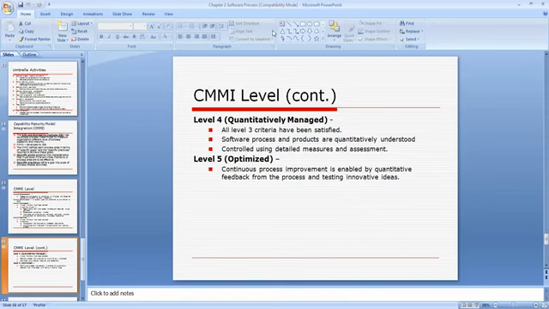Level 4 is also called, just a minute sir, please note the background sounds coming. Okay, okay, just a minute, I will meet. No, no, it is already muted.